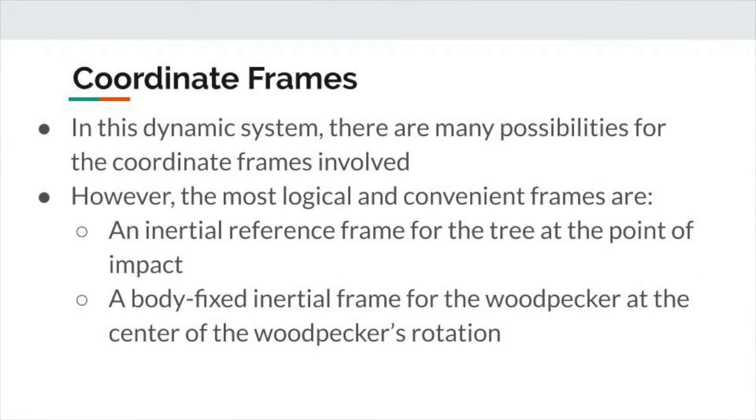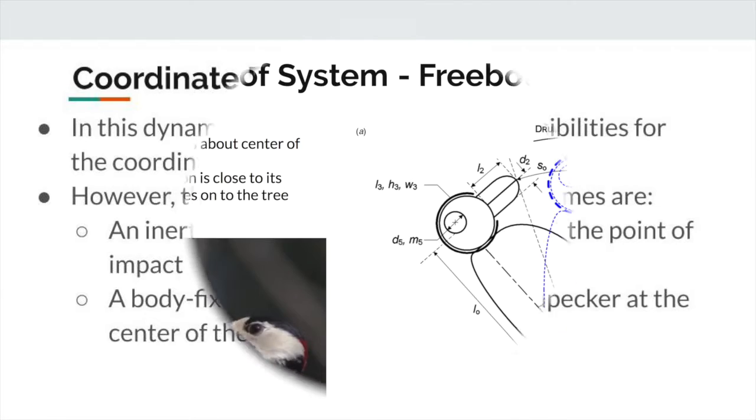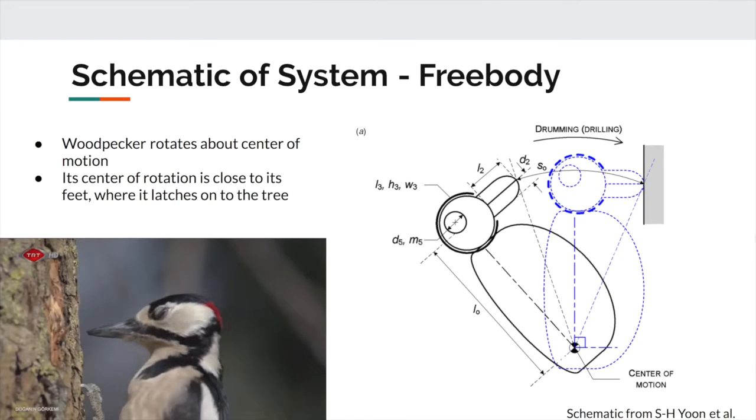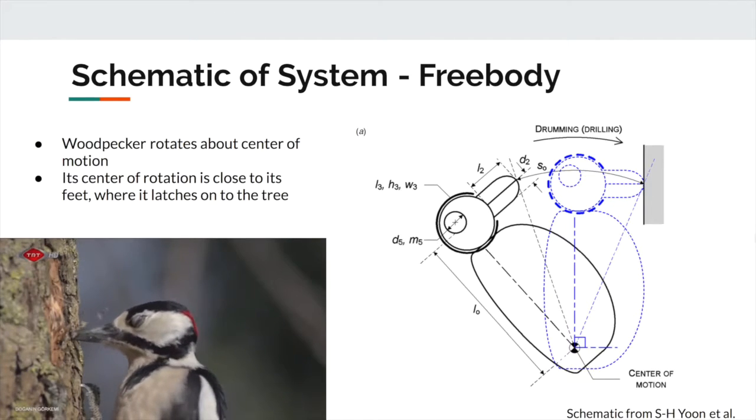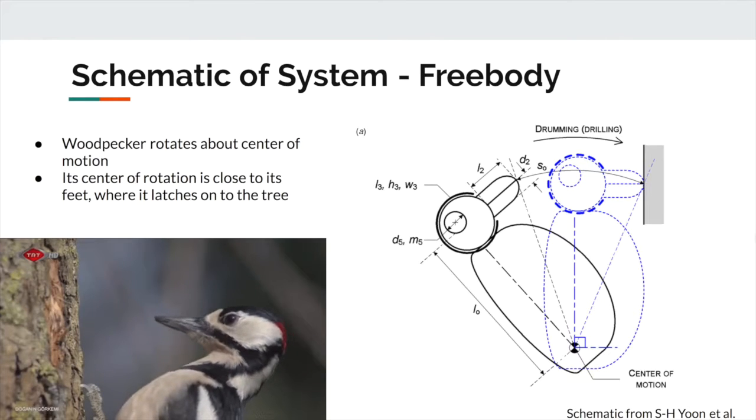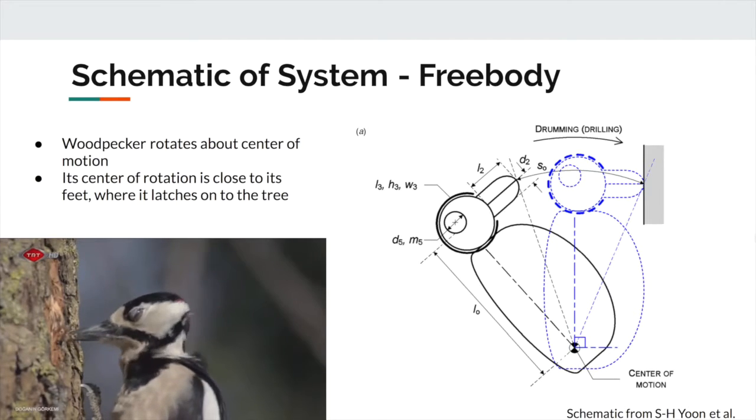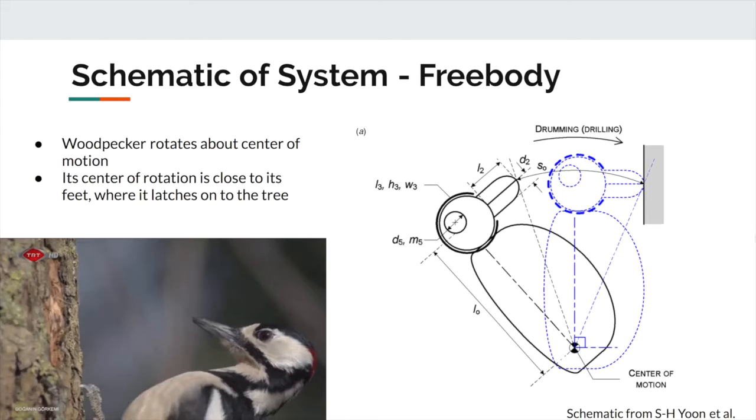To properly analyze the motion within the system, a reference frame must be chosen. There are an infinite amount of frames we could choose. However, the two most logical frames for the purpose of studying the drilling of a woodpecker are centered either at the point of impact on the tree or at the center of the woodpecker's rotation. The woodpecker uses its talons to latch onto the tree and rotates about a point close to its feet. As seen in the figures, its motion is similar to that of a pendulum swinging and hitting a wall.